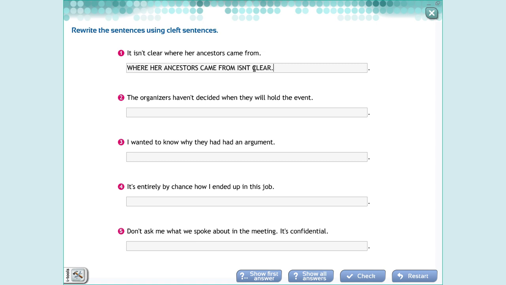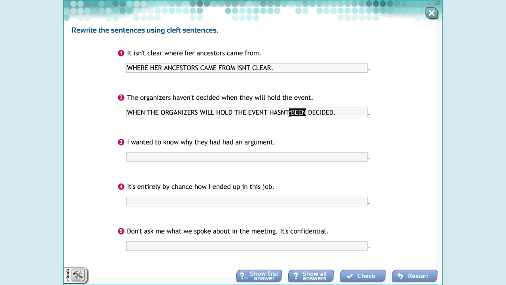The organizers haven't decided when they will hold the event. Quando os organizadores irão realizar o evento, ainda não foi decidido. So how can I say? When the organizers will hold the event. Ainda não foi decidido. It is something that they started to talk about a month ago, and until today it hasn't been decided. So I use the verb to be. Okay?